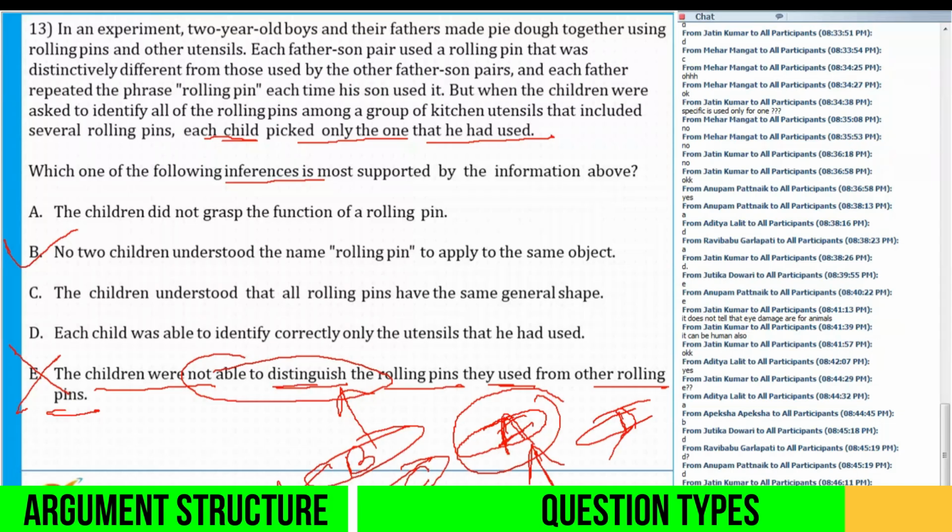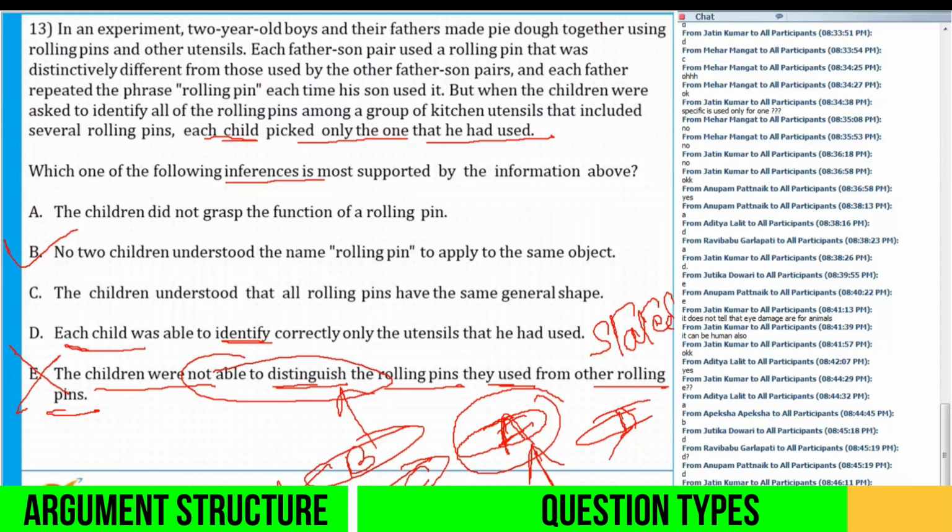Answer is B. Number D is not possible. I'll tell you why number D is not possible. Because number D is already stated. This is what he's saying.